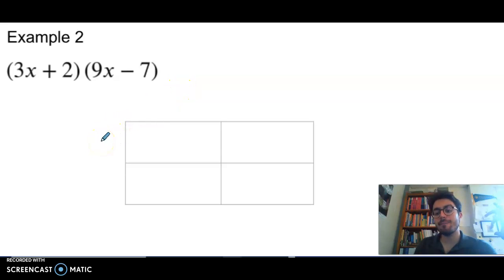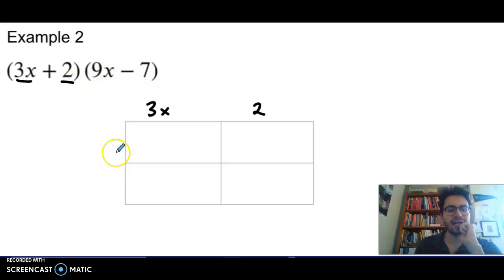Now this next one, there's a few ways we can do it. You can always use a box to help you out. What do I mean by the box method? So here we have a binomial times a binomial. I'm going to write this first one over here. So my first term is 3x. My next term is 2. So 3x and then 2. On the side here, I'm going to put 9x and negative 7.